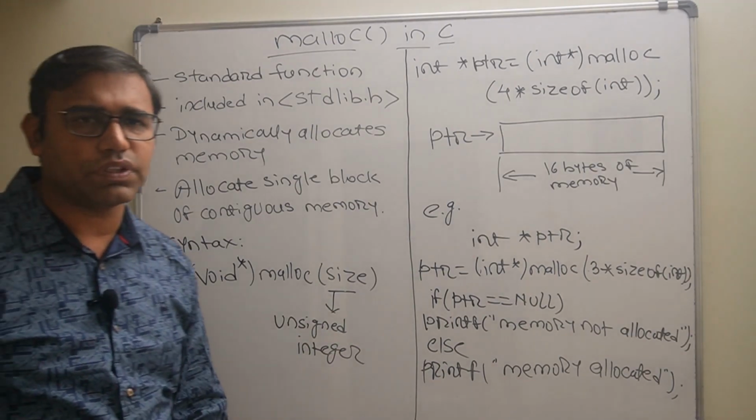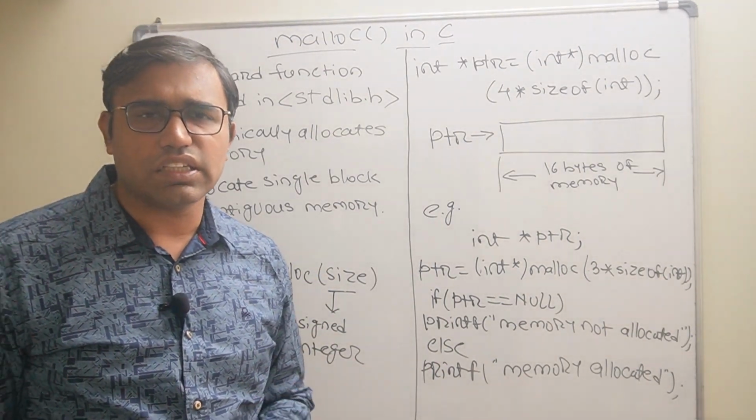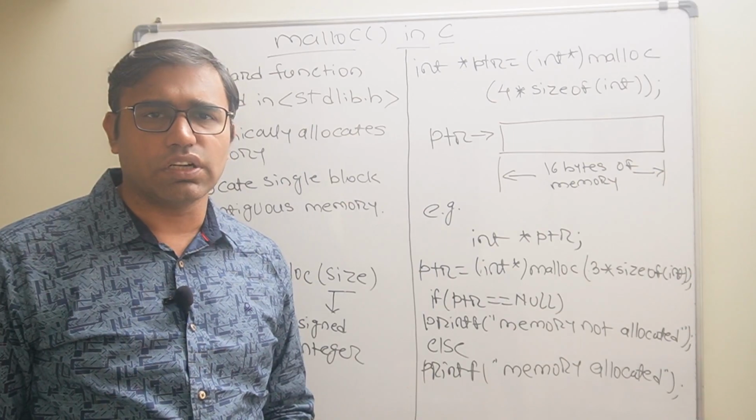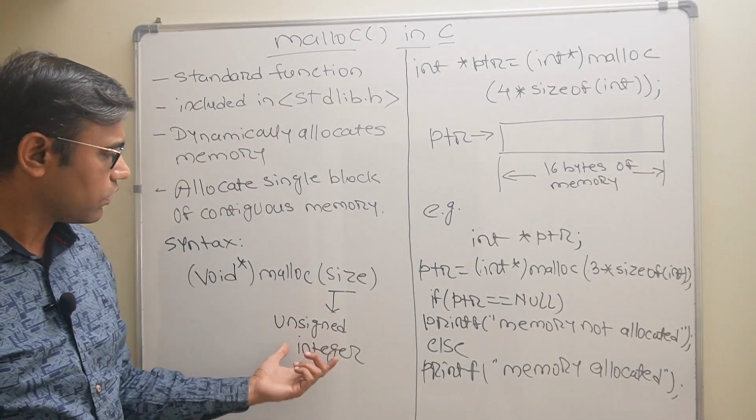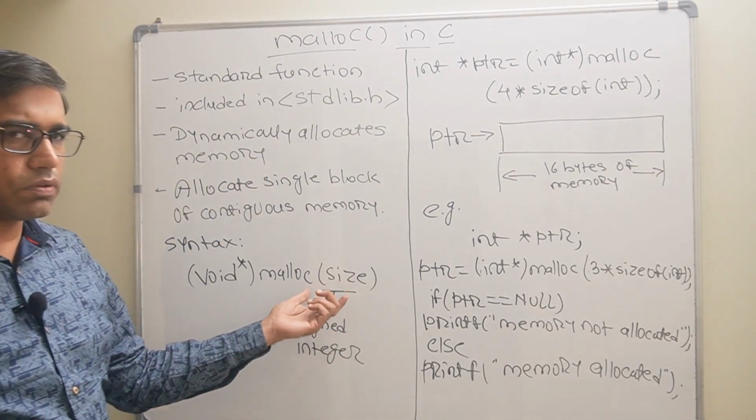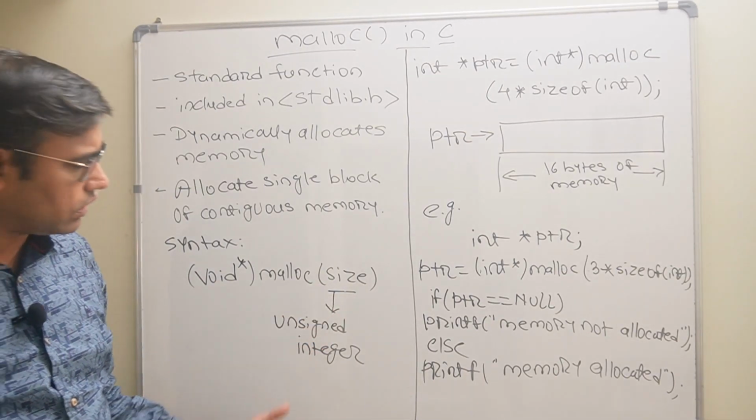There are two types of integer: signed integer and unsigned integer. Signed integers include negative values, while unsigned integers include only positive values. The size should be positive, so that's why it should be an unsigned integer.